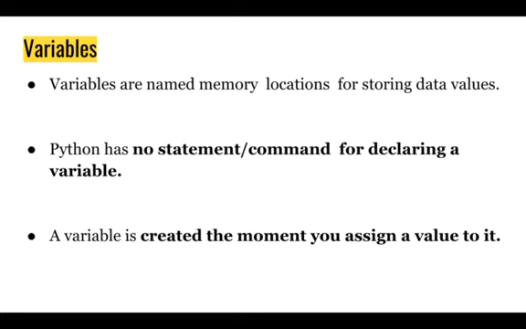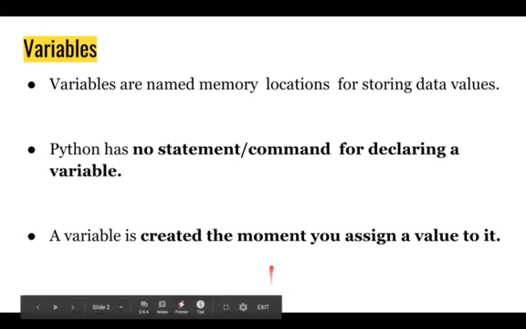In Python, there is no statement or command for declaring a variable. In most programming languages, we use a declaration statement where the variables are declared with the data type. So, any variable before using in the program must be declared in those cases. But in Python it is not so. A variable is created the moment you assign a value to it.